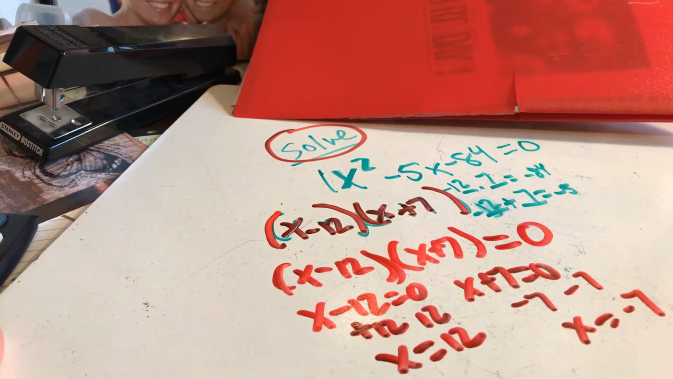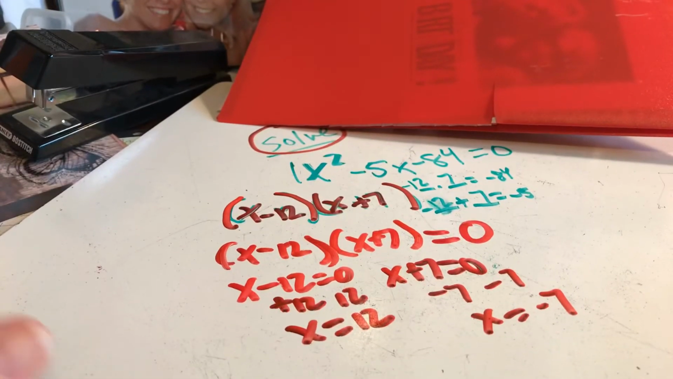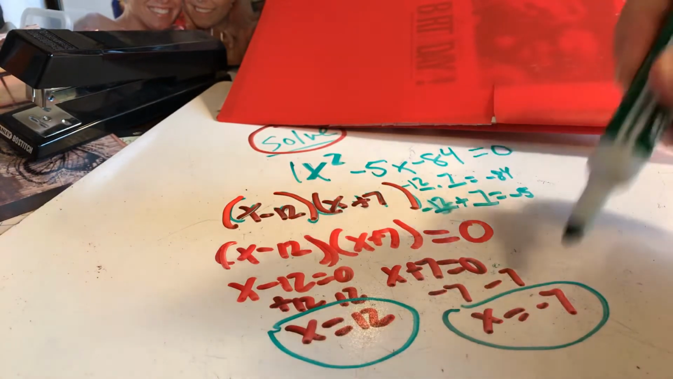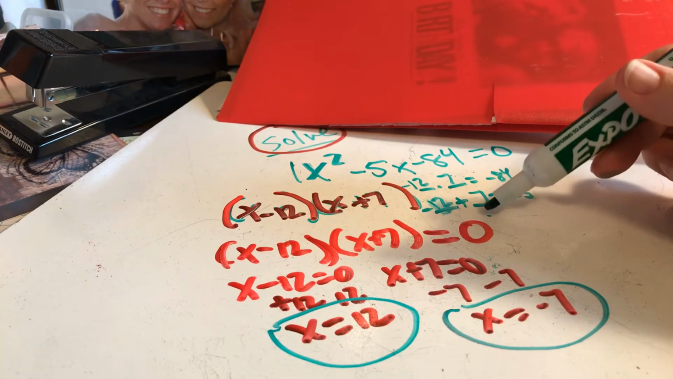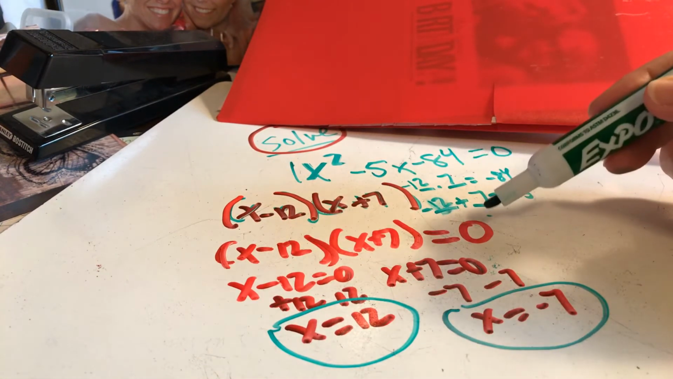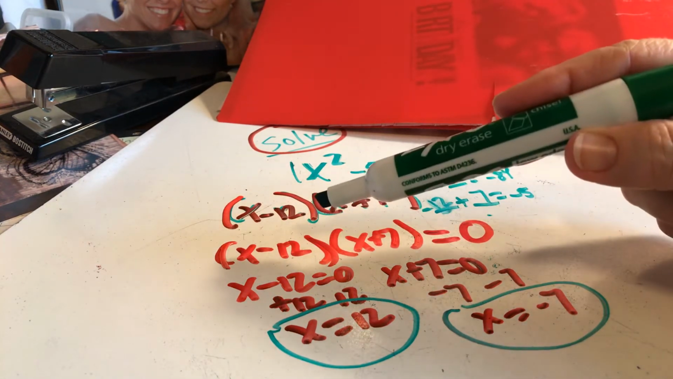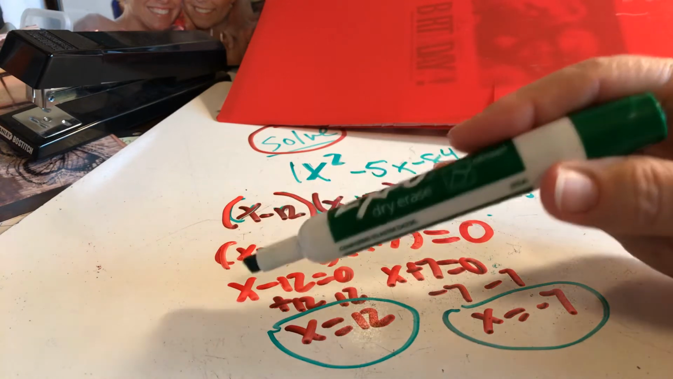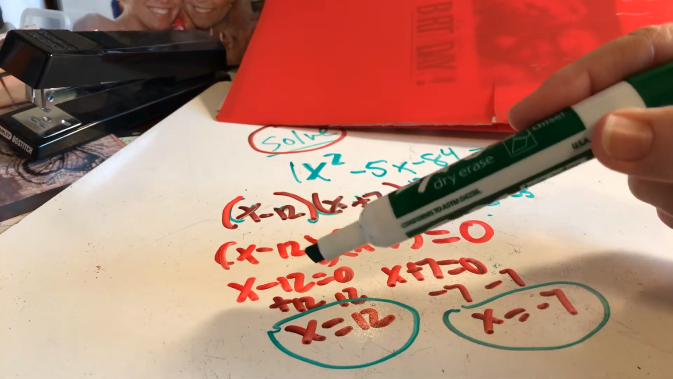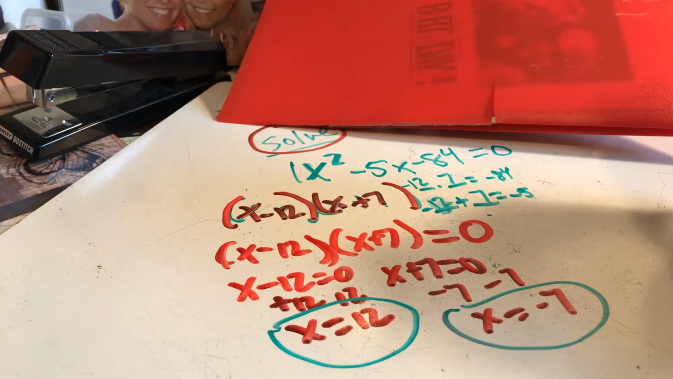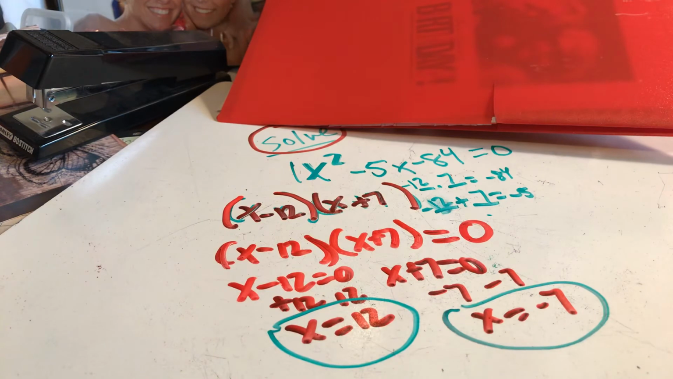So your solutions on this problem are 12 and -7. They are not the same as the numbers you came up with in order to factor them. Okay? These numbers help you write it in factored form. To solve, it's what value of x makes this factor equal to 0. What value of x makes this factor equal to 0. So your solutions, or your x-intercepts, are 12 and -7.